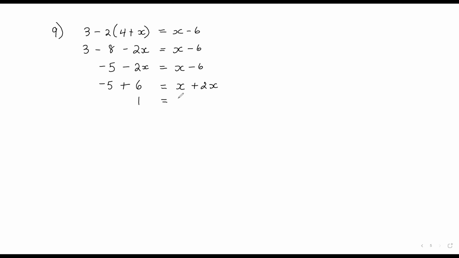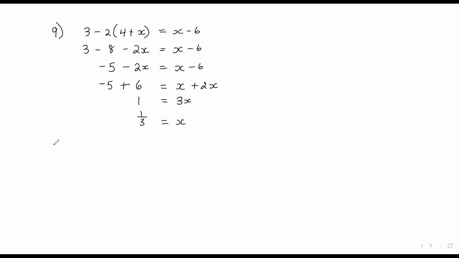And x plus 2x is 3x. So if 3x is equal to 1, then 1 divided by 3 will be x. And that's my answer. Right? So whenever you have to solve an equation that has brackets, you have to remove the brackets first. Okay? I'm going to do another example with you guys.